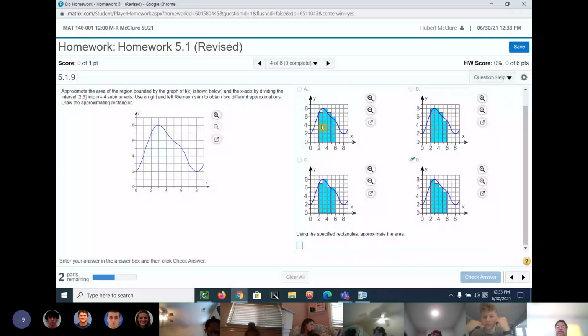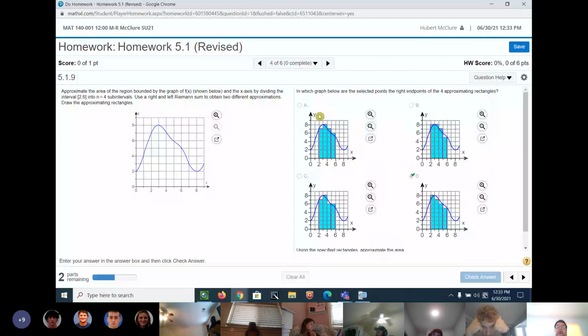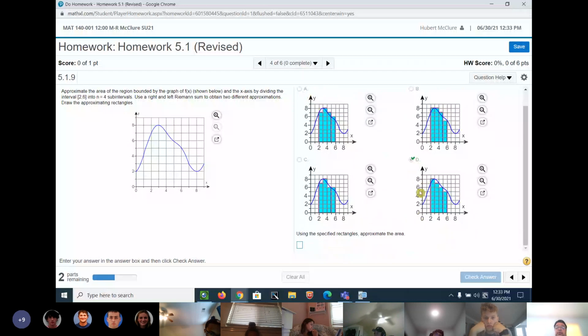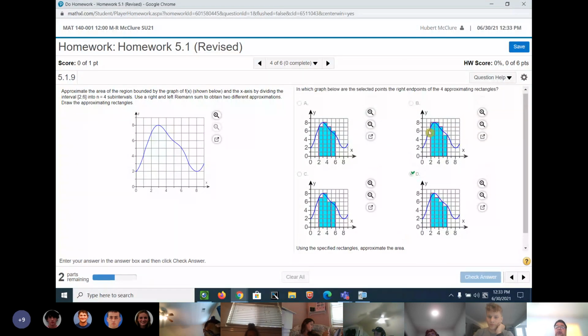All right, so let's look at this one. Since we did A, why did it not choose? Okay, we're doing, okay. Use the specified rectangles, approximate the area. Why didn't it do A? I thought I chose A. Did I not choose A? I think you can only choose one answer.